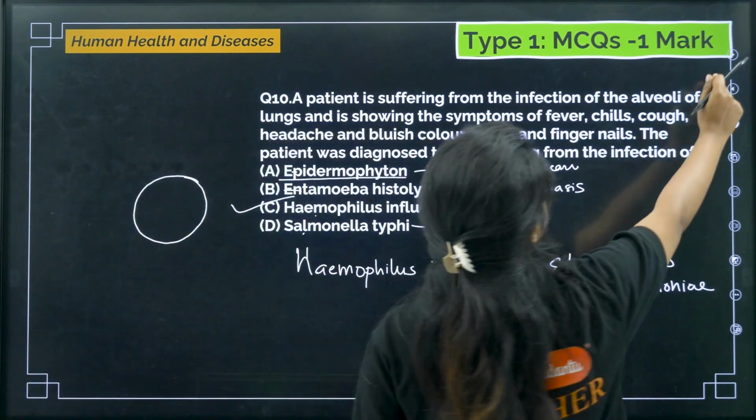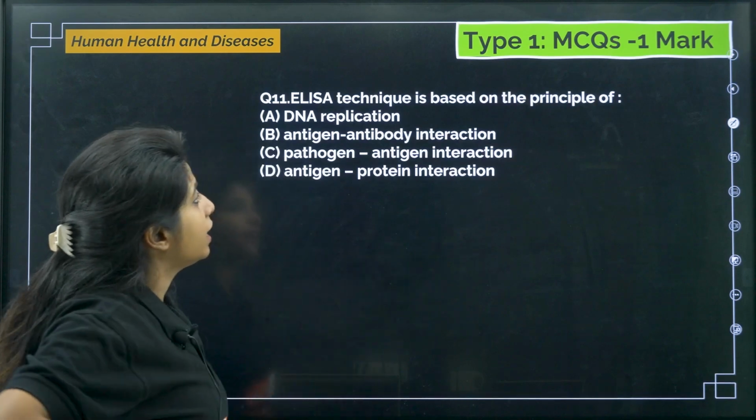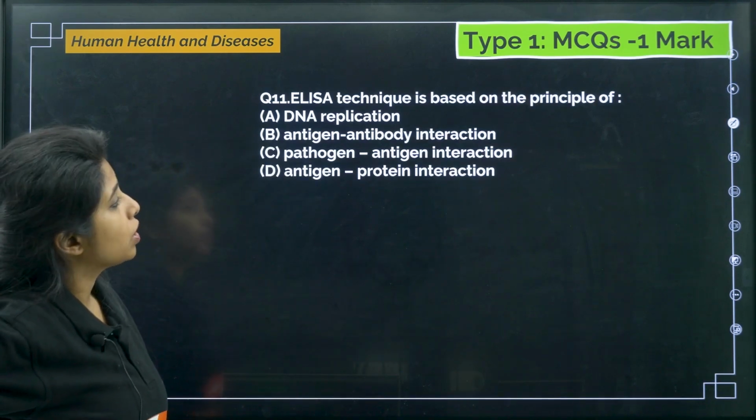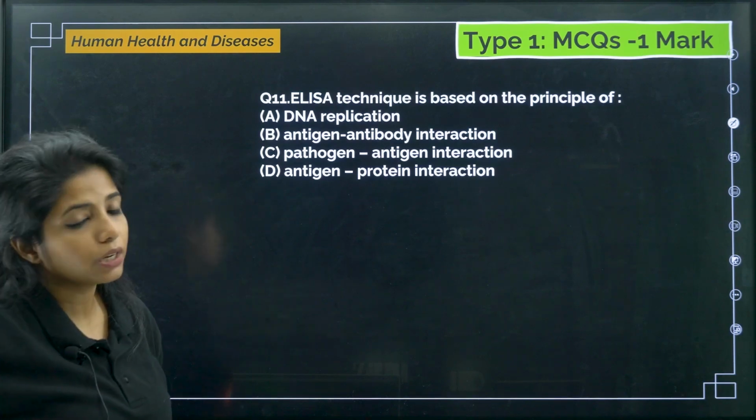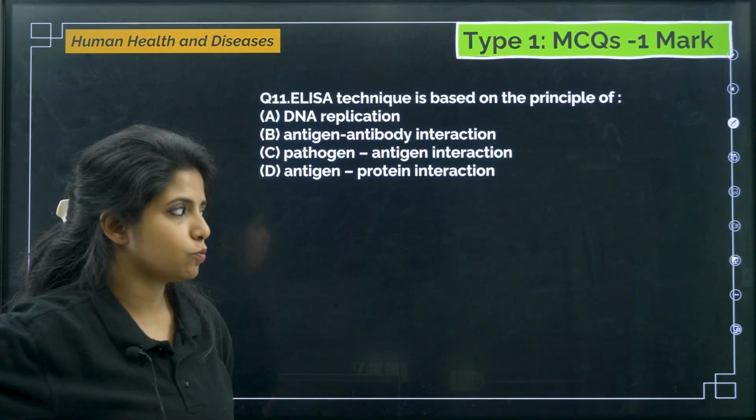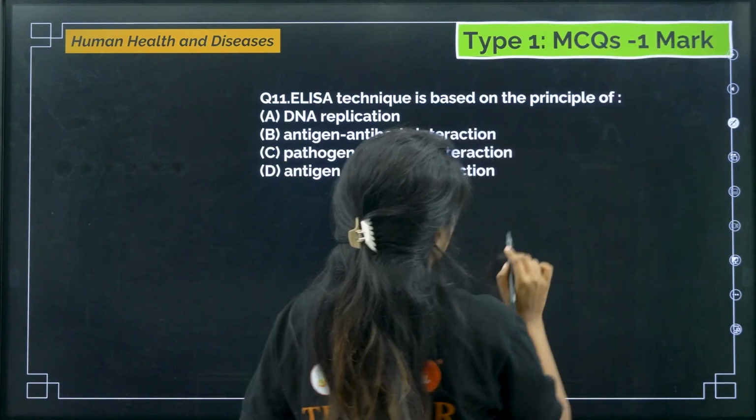Okay, now going ahead, what do we have? 11. ELISA technique is based on the principle of DNA replication, antigen-antibody interaction, pathogen-antigen interaction, antigen-protein interaction. Do you know how it works? I can explain you. Okay, so listen to me.